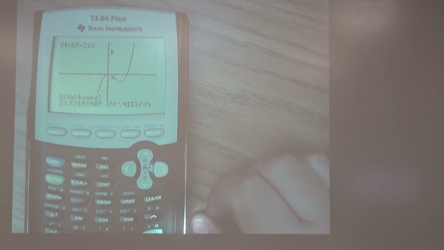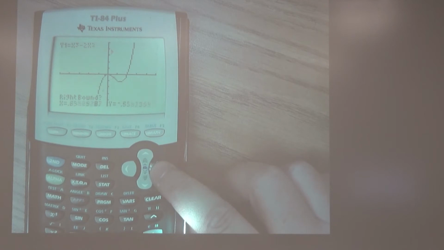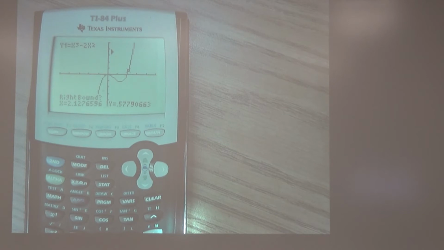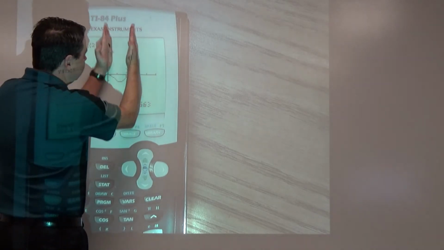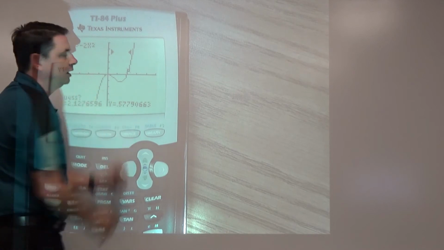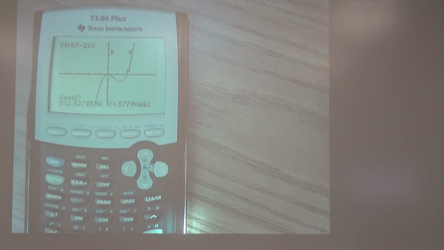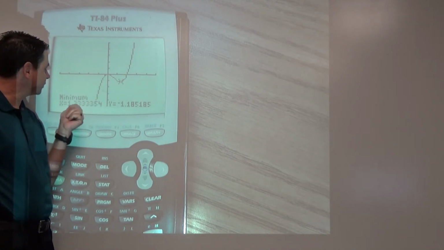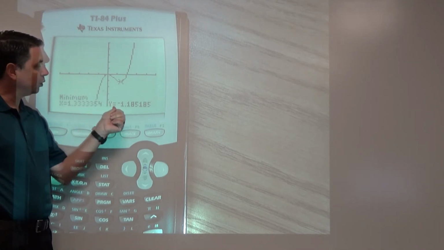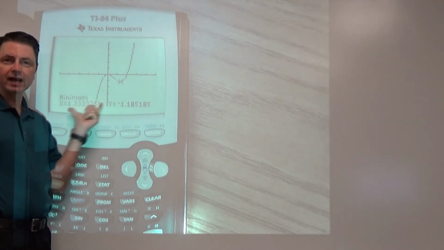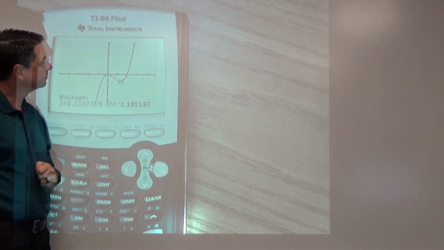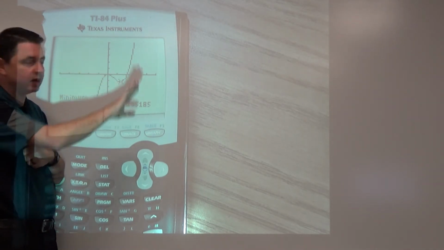Then it's going to ask for right bound. So it's basically saying where should it stop looking. So we're going to arrow to the right until we are safely to the right of where we think that minimum is going to occur. It's going to ask, do you want to make a guess? You can see here with these arrows, that's where it's going to look. I don't think we need to make a guess, so just hit enter. So the minimum occurs when x is 1.33323 and the y is this. Make note of that for our minimum. I don't think I see any other place where it was going down and going up.